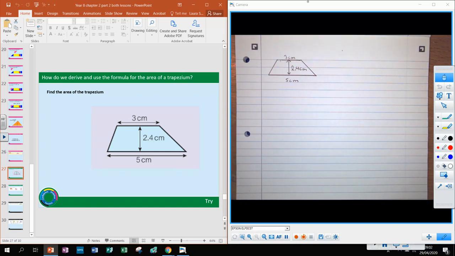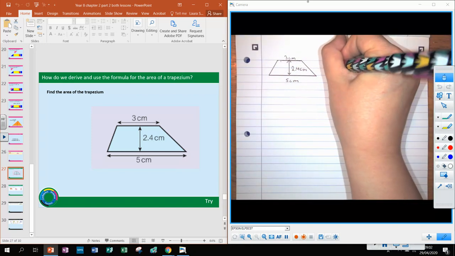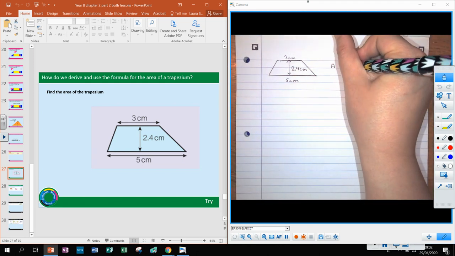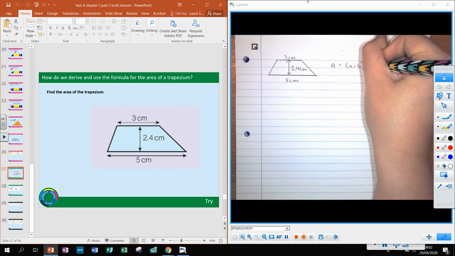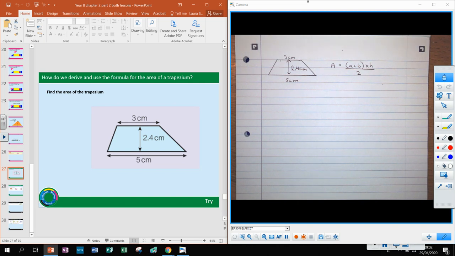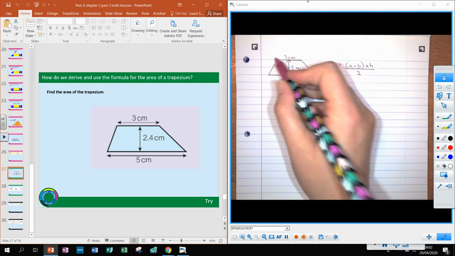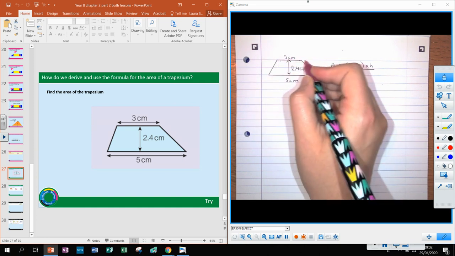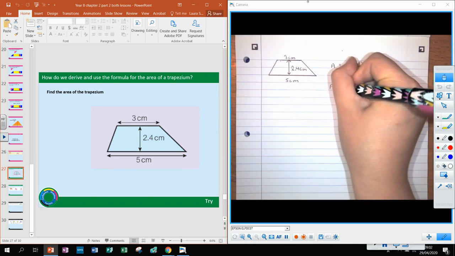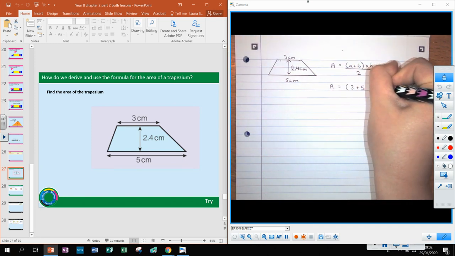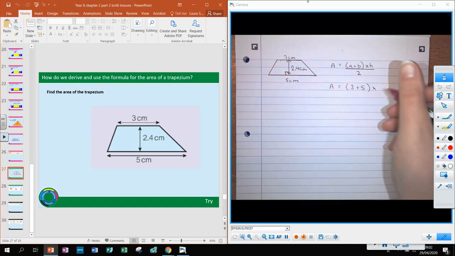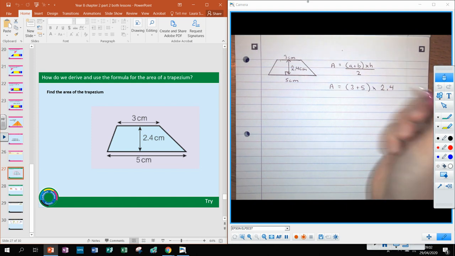Right, so now they ask us to find the area. So let's write down our formula. Now I personally prefer this version. So we're going to have a plus b times h all over 2, okay, because we're cutting it in half. Our a plus b are the parallel sides, that opposite pair of parallel sides, okay, so that's what we're going to put in. So in the bracket, we have 3 plus 5, and then times that perpendicular height, which is just here, we can see it's perpendicular, okay, which is 2.4.